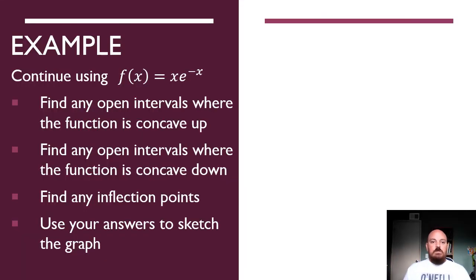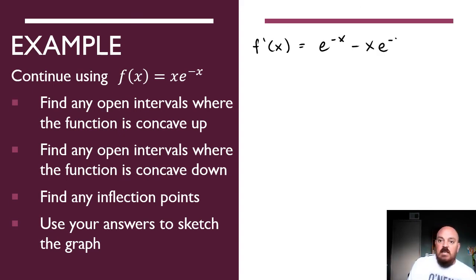All right, so let's finish our example. We're going to use the same example here. Where we left off, we had f prime of x was e to the negative x minus x e to the negative x. So I don't want to have to redo that work. That's from part 1. So now what I want to do is do the exact same thing we did in part 1, but with the second derivative. So let me find the derivative again. Let me find f double prime of x.